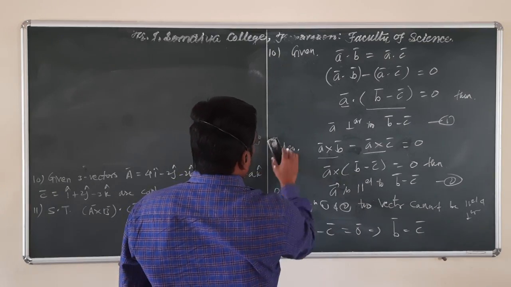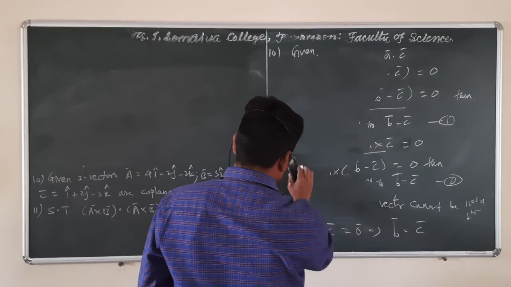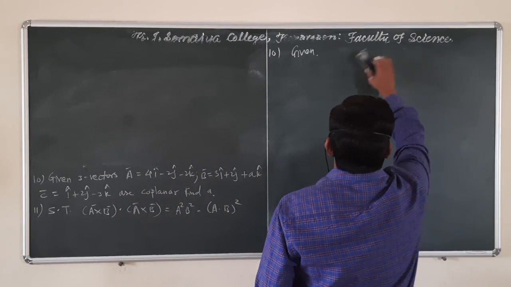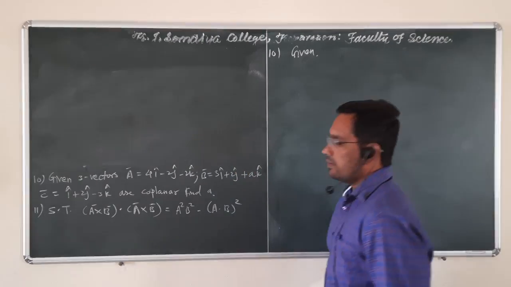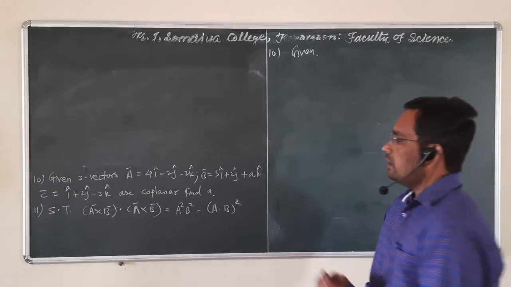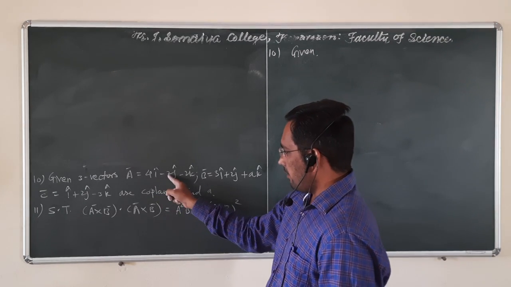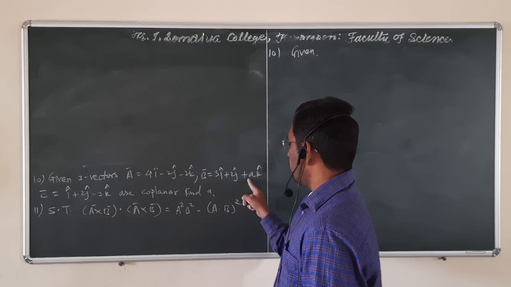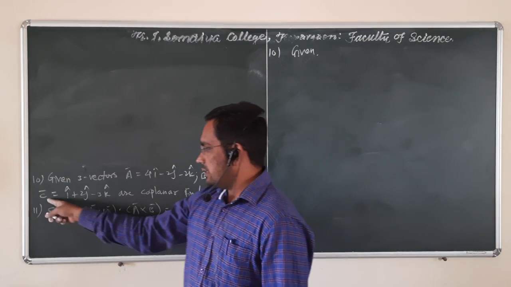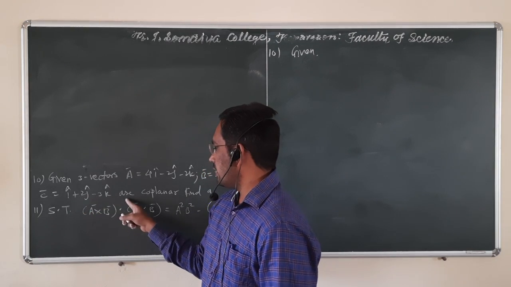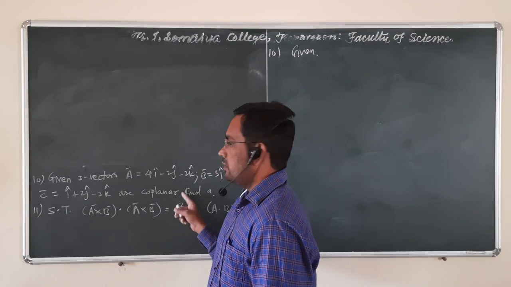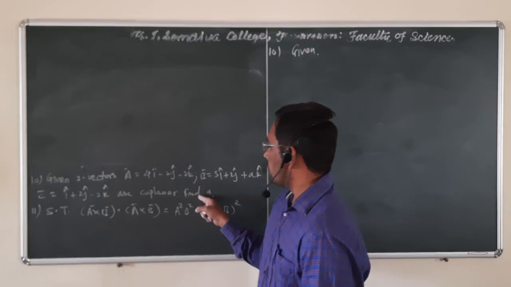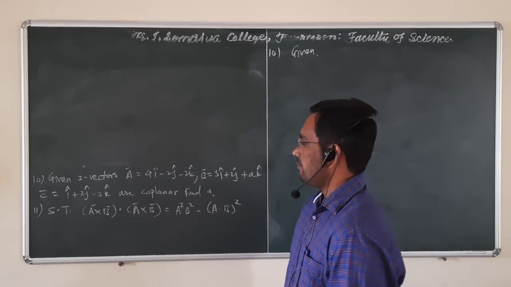What is problem number 10? Given three vectors, vector A is 4i minus 2j minus 2k, vector B is 3i plus 2j plus ak, and vector C is i plus 2j minus 3k. These three vectors A, B and C are coplanar vectors. Then we have to find the value of this a.